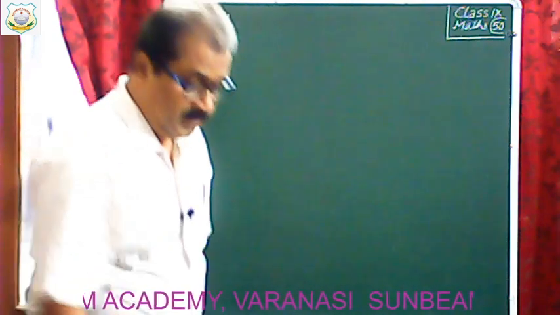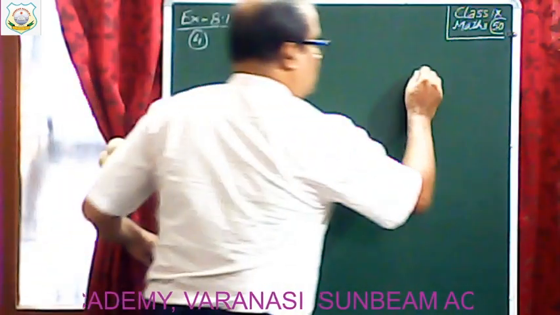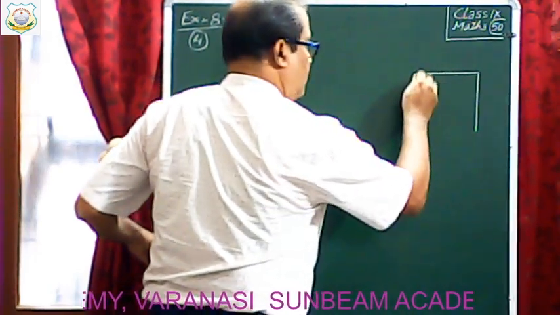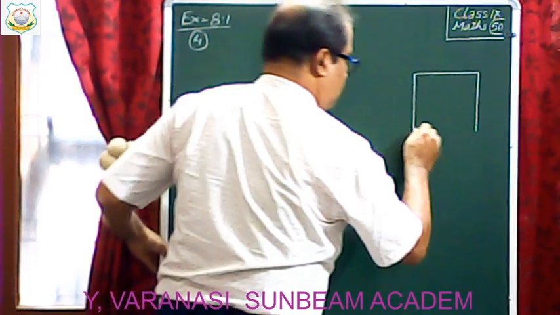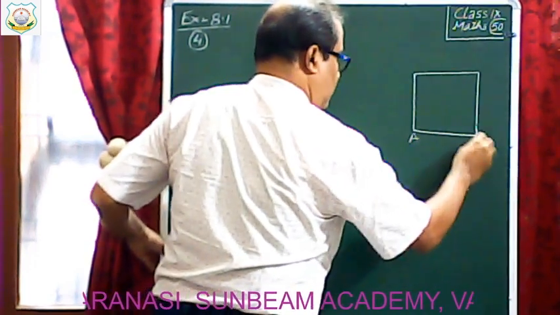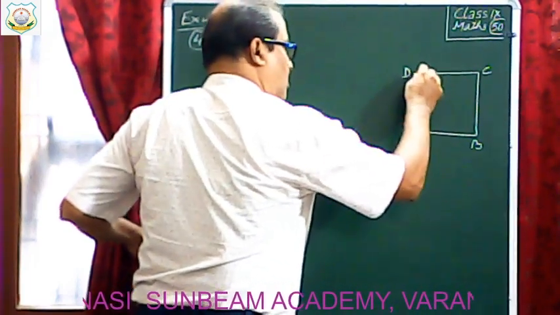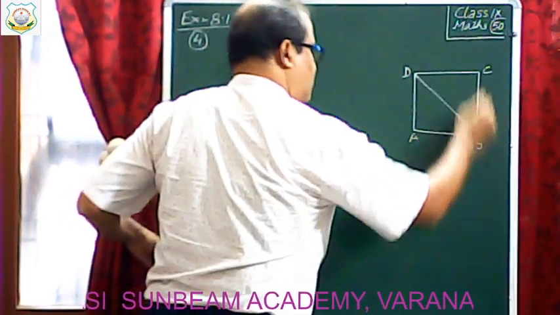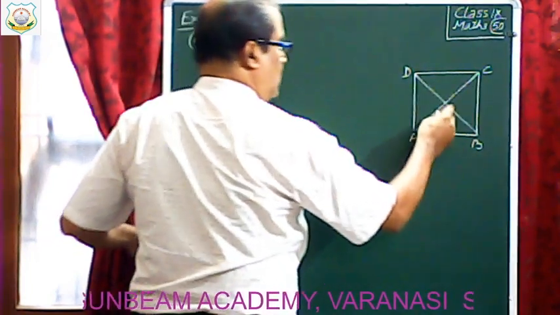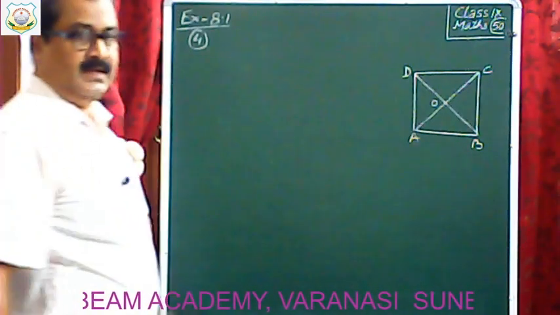Okay. A square is given. Draw the figure, everybody. A, B, C, D, square is given. We have to prove diagonals are equal and bisect each other at right angles.